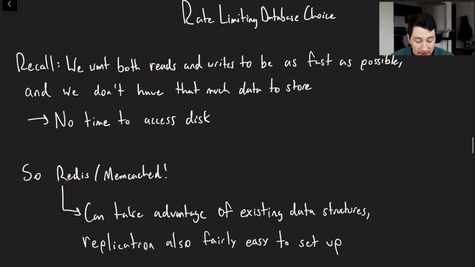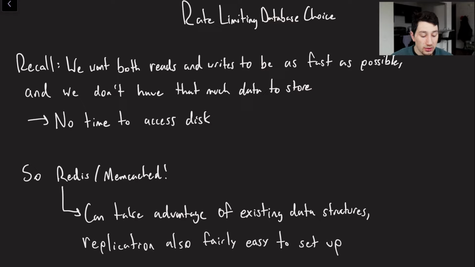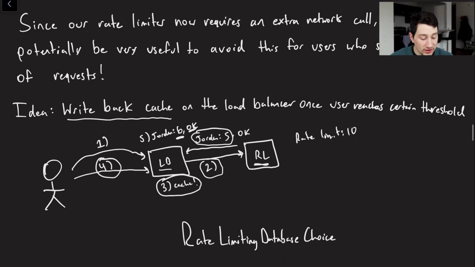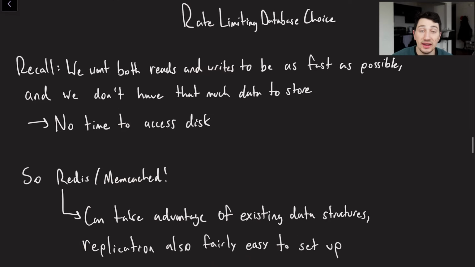Okay, so let's now discuss our database choice. So we know that our rate limiter is going to be a separate service, right? And the question is, how can we basically set this thing up to be as fast as humanly possible, both for reads and writes, because otherwise we're really going to be slowing down every single request. So the idea is we want them to be as fast as possible, and as a result, we probably don't have time to access disk. When you want to keep things fast, disk really can get in your way. So what can we do? We could just keep all of our data in memory.